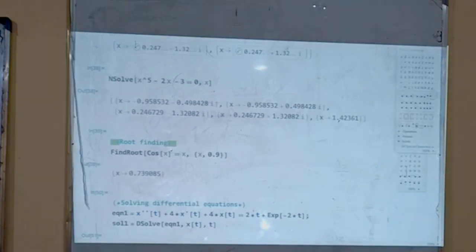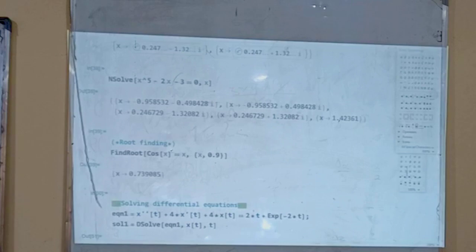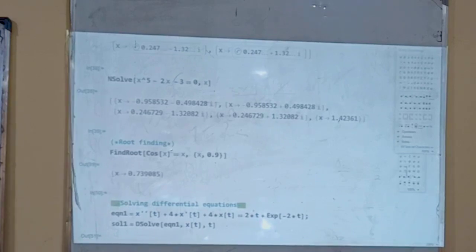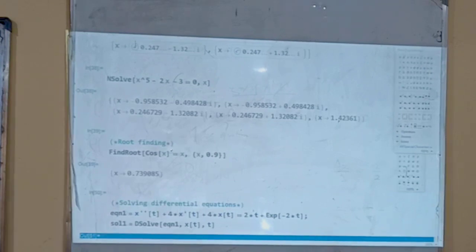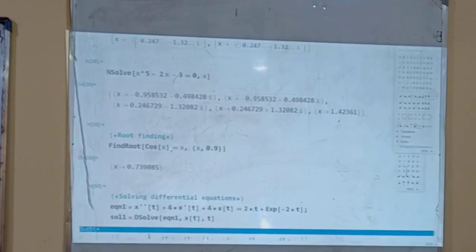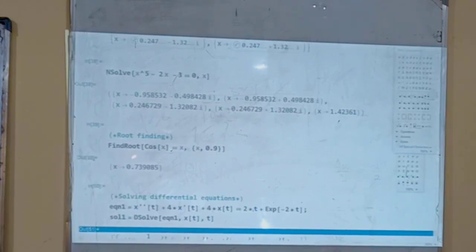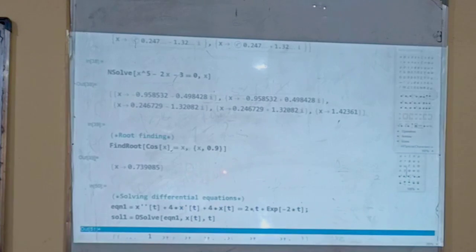You can also use this. I don't know how many of us who know root finding. Did we do numerical methods? How to use Newton's iterative, Newton-Raphson. Whatever you call it. Newton-Raphson is called FindRoot. It's root finding. So I have cos x equal to x from x up to 0.9. I just put that. I will get the value immediately. So we use this to find root.